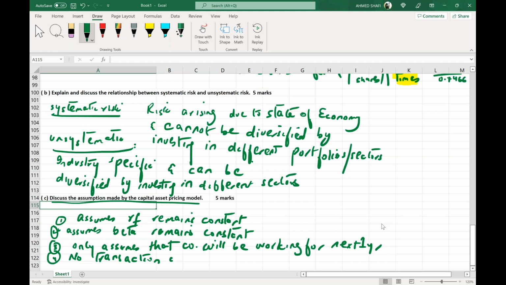No transaction costs are considered. Obviously, in investing in any company, there are some transaction costs, some taxes. CAPM ignores them. You have seen the formula, RF plus RM minus RF times beta equity. No transaction costs or taxes are coming into this particular formula.